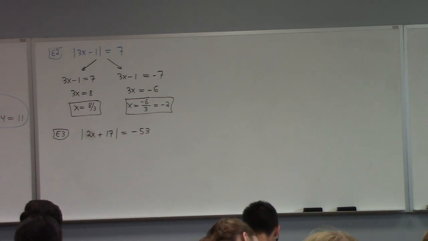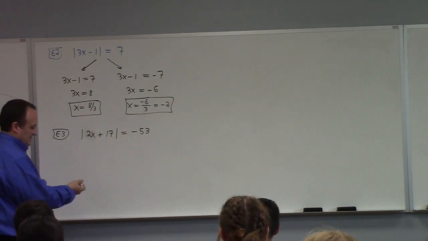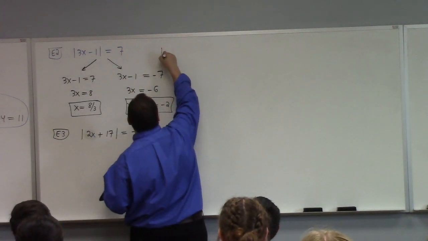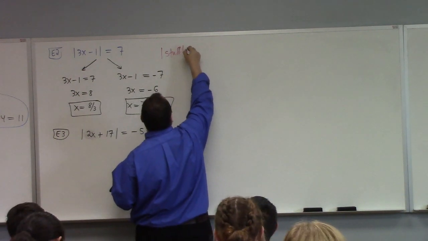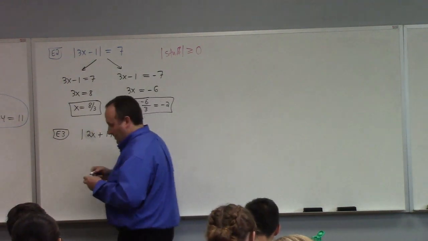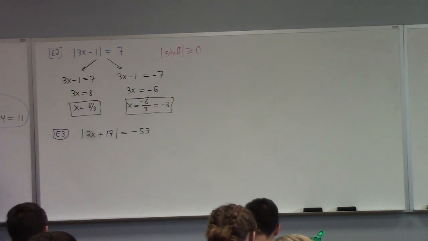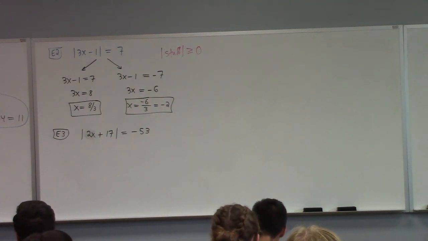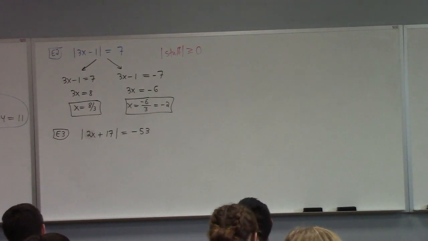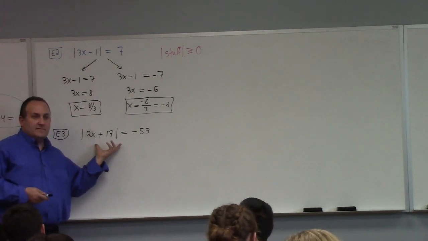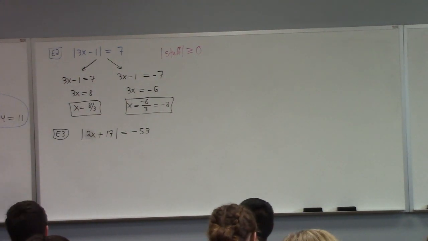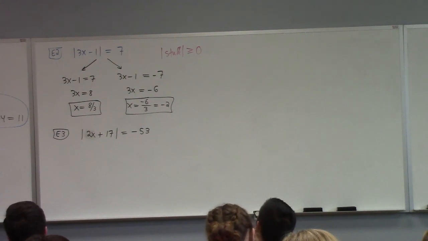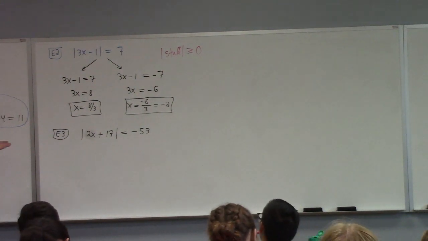All right. But, so the absolute value of stuff is greater than or equal to 0. By construction, absolute value is non-negative. Could be 0, could be positive, can't be negative. So look at example 3. Do you need to do any calculation here? You do not. You just look at it and go, that's impossible. I can't have absolute value equal to minus 53.